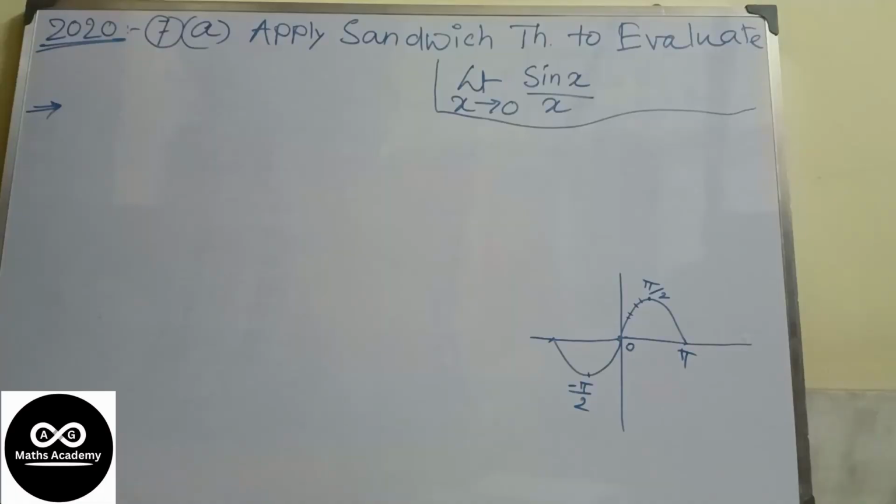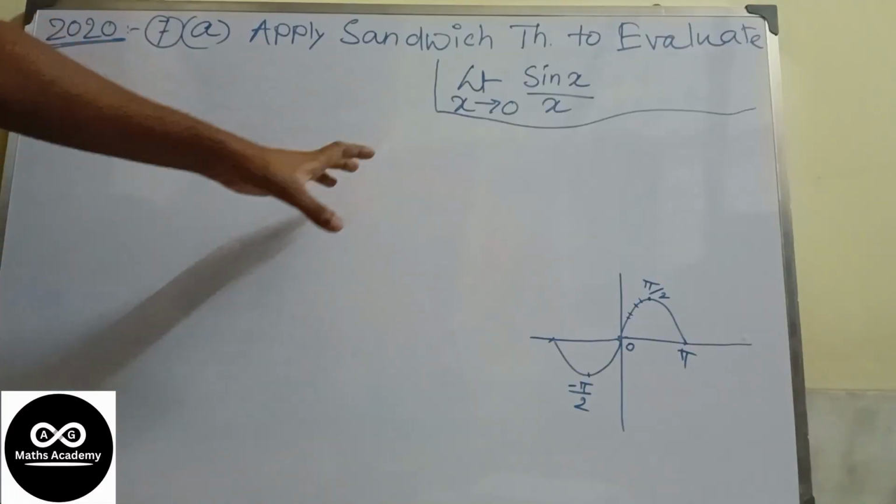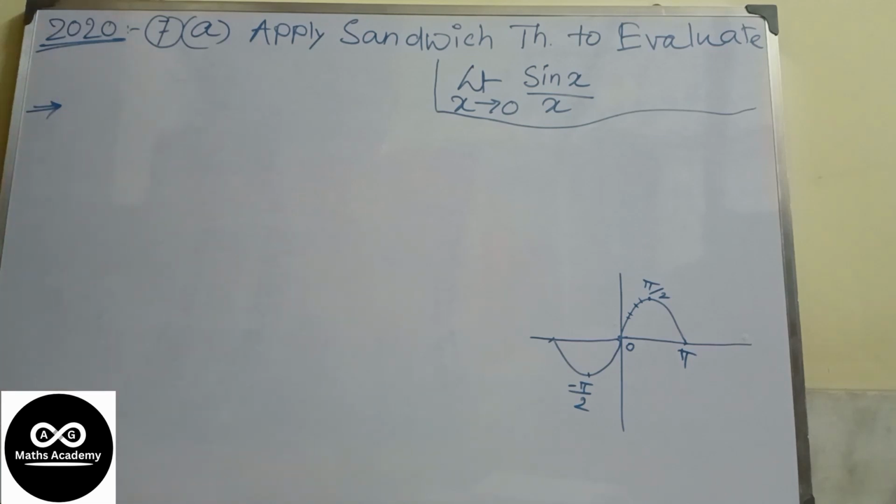Apply the sandwich theorem to evaluate this limit. This can also be done using L'Hopital's rule, which would be much easier, but the question was to apply the sandwich theorem, so we're going to do that. First of all, evaluate the left hand limit and the right hand limit. First we're going to evaluate the right hand limit.